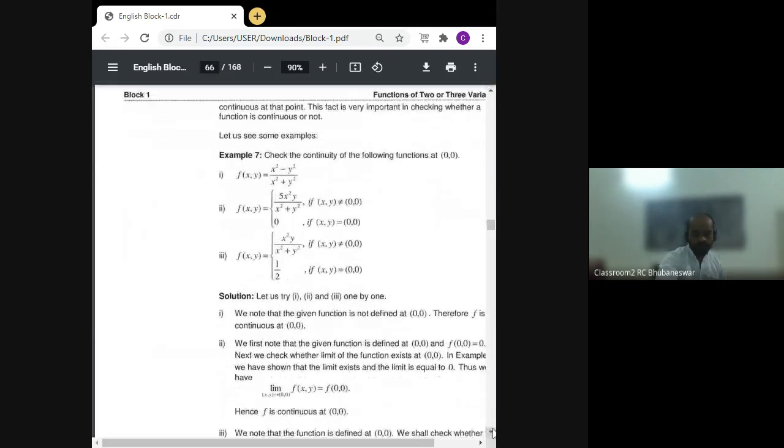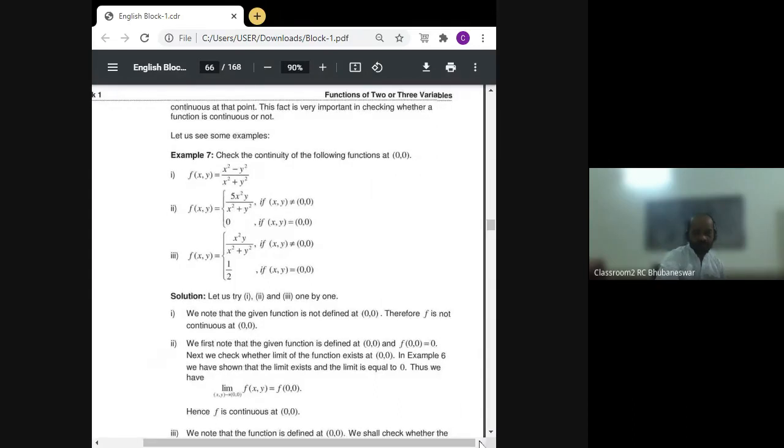So now let us define and discuss the definition of continuity of a function at the point origin (0, 0). Look at the first function. As we have discussed earlier in the previous example, the limit of the function (x² − y²)/(x² + y²) at the point (0, 0), we have found the output is that the limit of the function does not exist.